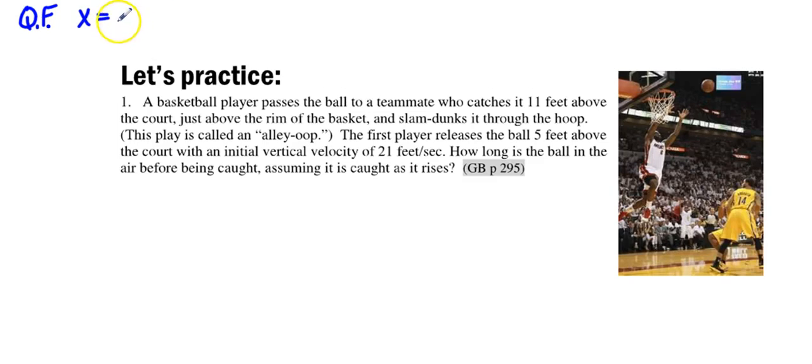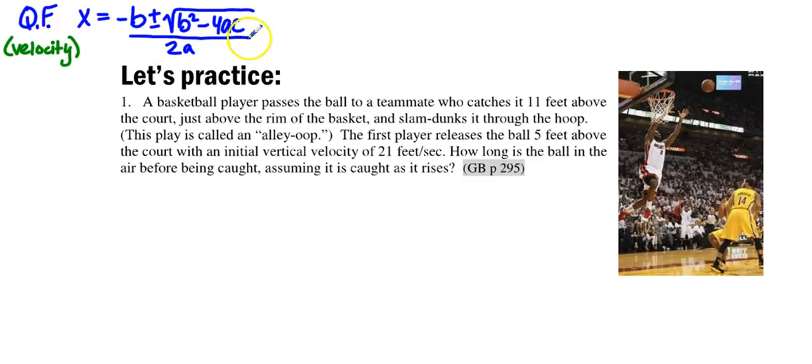The quadratic formula is negative b plus or minus square root of b squared minus 4ac all over 2a. And again, I wrote that because I saw the word velocity when I was reading. As soon as you see velocity, we know we're using the quadratic formula. Now that we have that off to the side for ourselves, let's get a menu of values. So I know I'm going to be looking for something that the question tells me. That's going to be h of t.